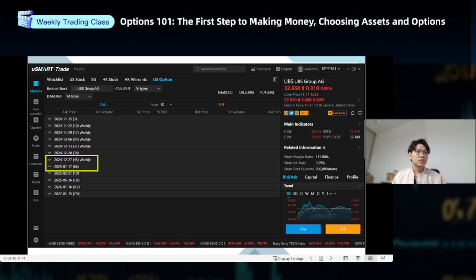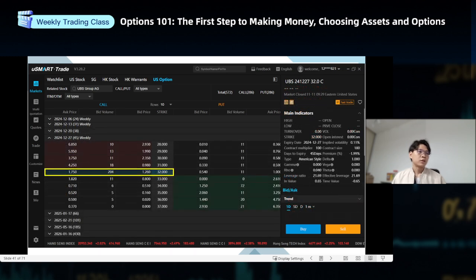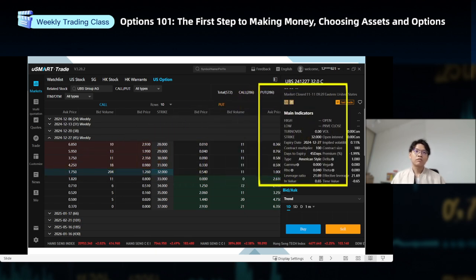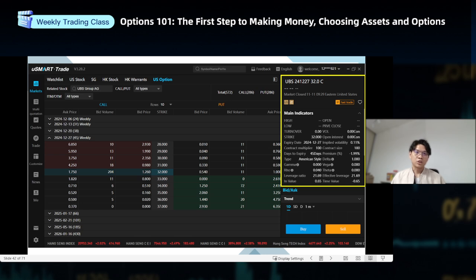Okay, now let's look at the first one. For the option that is going to expire on December 27, 2024, which is the 1.5 months option, the first thing that we need to check is the volume. The best way to check the volume is to click on the at-the-money strike price, in this case 32. Then you can check the quotation of it, and you need to look for the open interest.